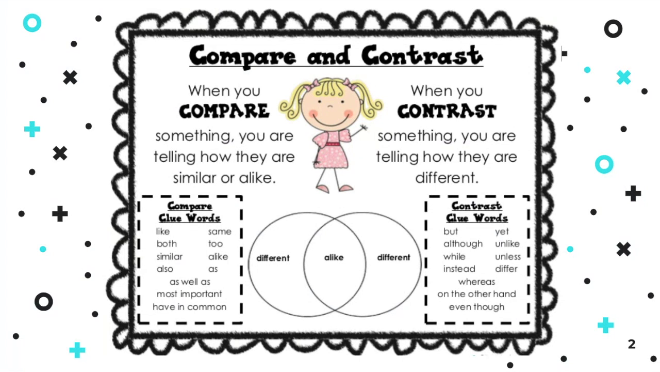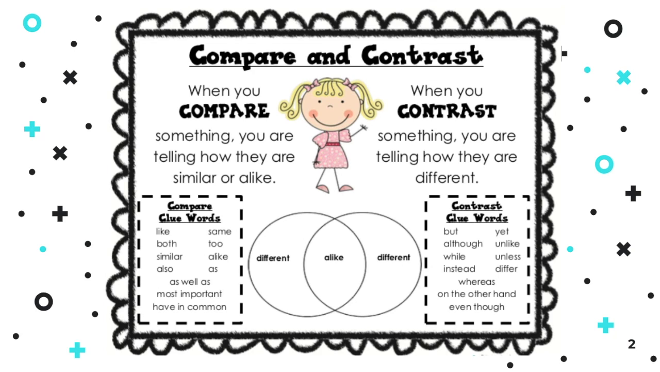Alright, the Venn diagram, I know you've all seen it before in previous years. We use a Venn diagram to compare or contrast things. The word compare, we use when we want to tell how they are similar or alike, when two or more things are similar or alike.